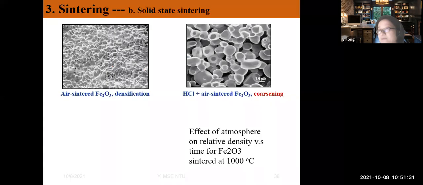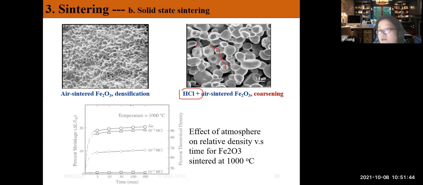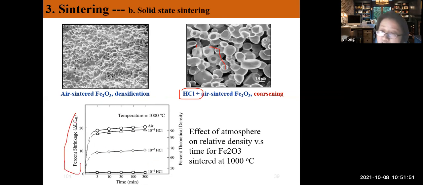Okay, so I give you a real picture again. This one is very densified, right? The sintered iron oxide is densified. But if I put in a little bit of hydrogen chloride, then it becomes very coarse, right? A lot of pores inside. You can see this is a graph. This is time, iron oxide, and this is shrinkage. Higher shrinkage always means higher density, right? So you can see this is air, so the density is high. And when you put in hydrogen chloride, the density is lower.